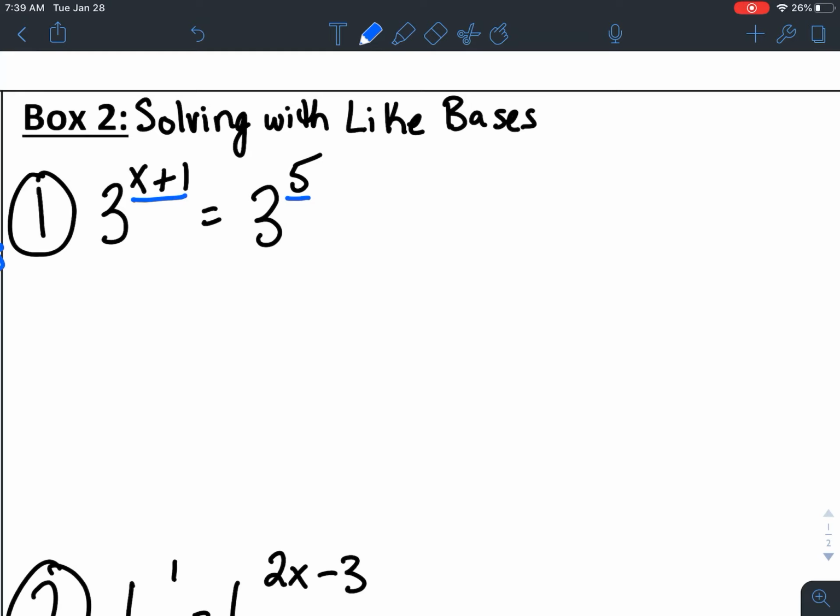In this case, 3 to the x plus 1 power equals 3 to the 5th power is only true if we have x plus 1 equal to 5. I'm just going to set those two exponents equal to each other. And now that becomes a problem that we did early in chapter 1. I'm just going to use my inverse operations to solve for x. 4 is my answer here. Positive 4.